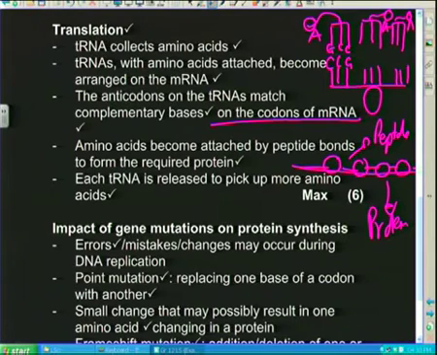If you have a look at the model answer, it tells you that tRNA has its amino acids, and they attach to the RNA. We had that the anticodons match the complementary bases. The amino acids join, very important, by peptide bonds, and then a protein is made. Now remember, taxi doesn't just disappear. These taxis, the tRNA, will then go and pick up another amino acid to make another protein. So far we have got 12 marks.